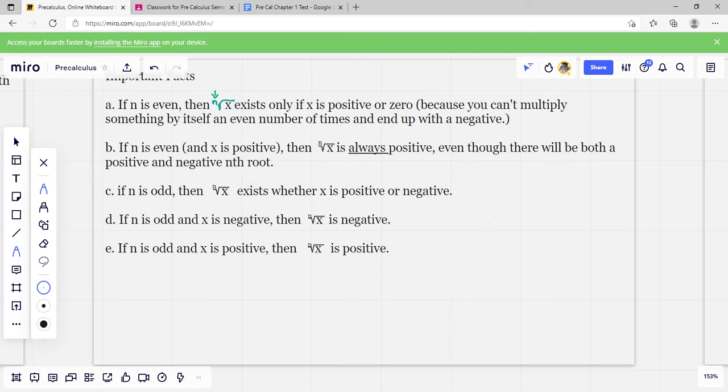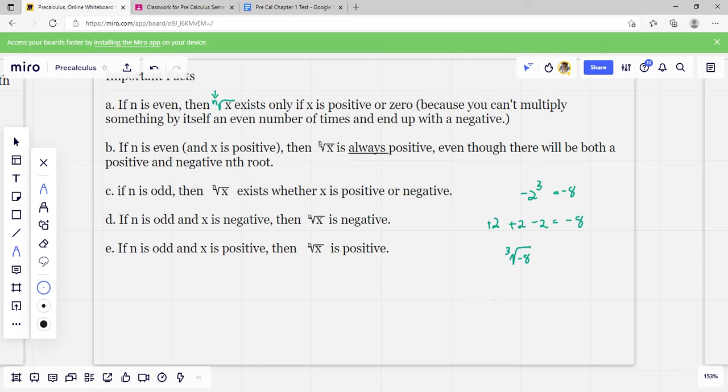Because if we have negative 2 times negative 2 times negative 2, so it'll be negative 2 to the third, we're going to come up with a negative number because two of these cancel each other. So we'd have 2 times 2 is 4, 4 times 2 is 8. It would be negative 8. So we can do a third root of negative 8.